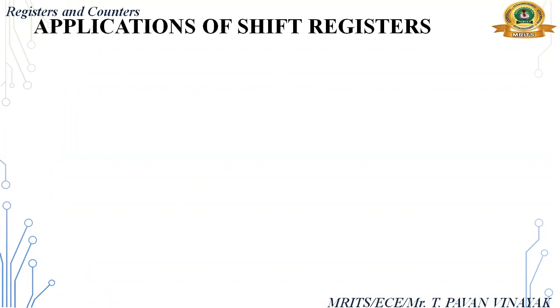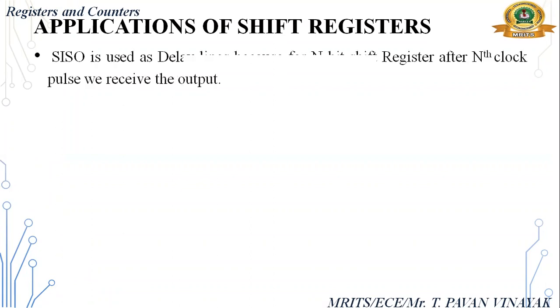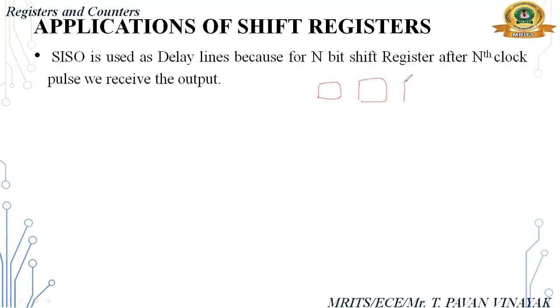Mostly shift registers are used for delay lines. Okay? Delay lines. So SISO is used as a delay line. Why? Because serial in, serial out. Serial in, serial out means I am taking a 3-bit register. Okay, this is input, this is output.